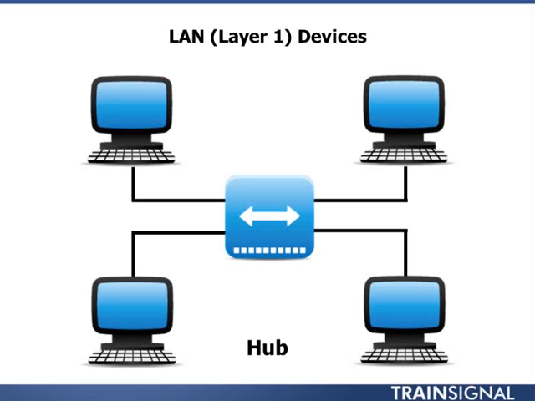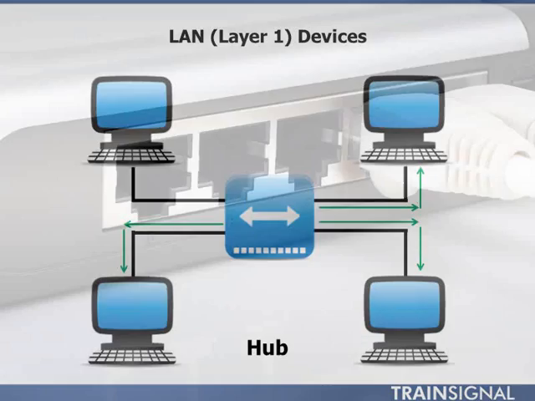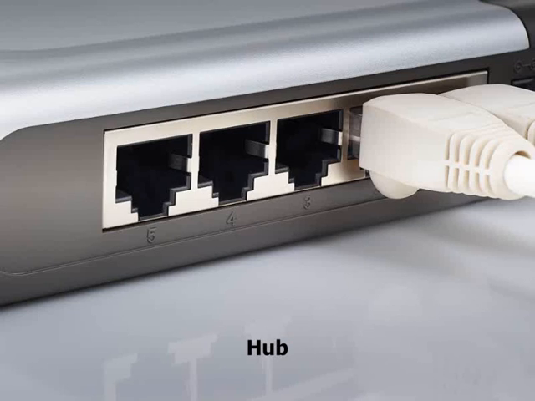It just takes what it hears and it reproduces it electrically exactly as it received. And this is the process you see pictured here. This workstation is transmitting, and then the hub just sends everything back out to every other station. That's pretty much how it works. And this is what a hub basically looks like.